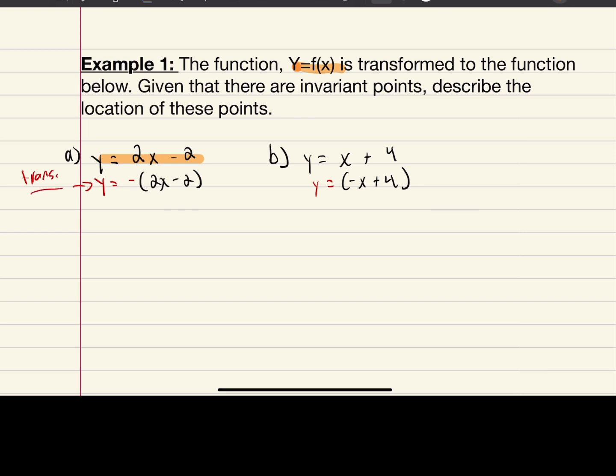Okay, so since we have a negative reflection or a negative value for a, right, for the entire function, then we know that the invariant point will be the x-intercept of whatever the original function is. Now we can solve that graphically, or we could solve it algebraically.